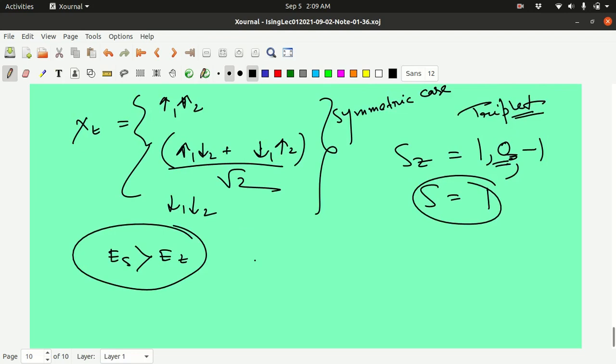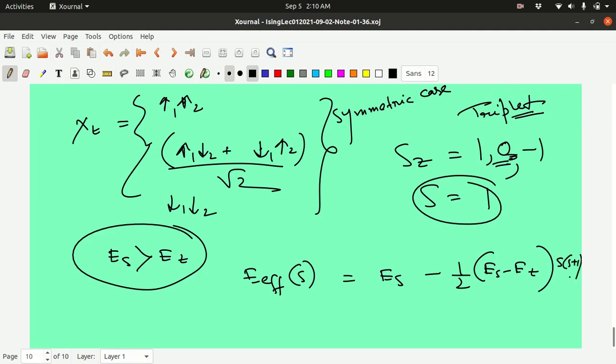Then if you write the energy as a function of spin, E effective of S, it will be Es minus half of (Es minus Et) times S(S plus 1). Why are we writing this? Because it will be equal to Es when S equals 0, and equal to Et when S equals 1. So this is a nice way of writing this effective energy.